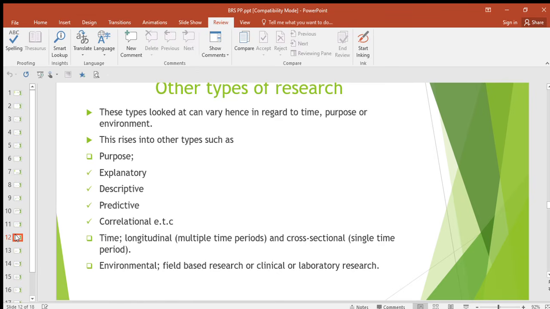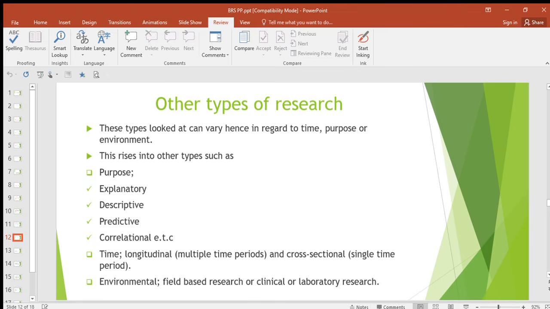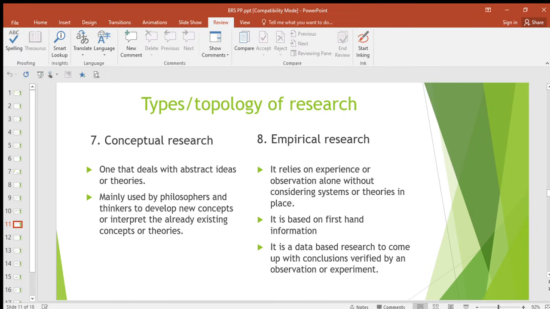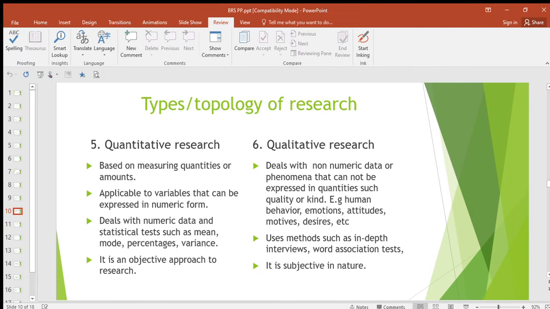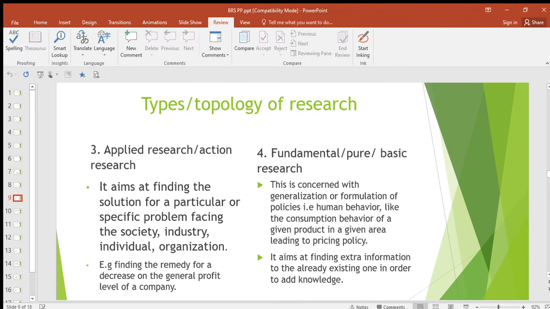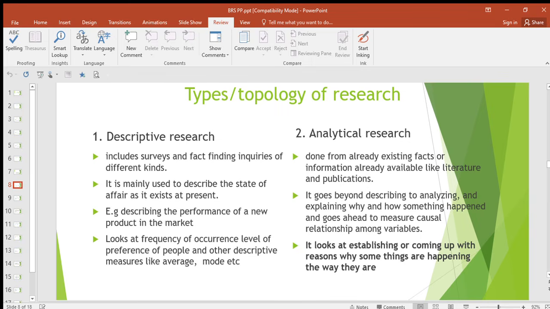Then other types of research. There are very many types of research, but those were the main eight. We had the conceptual and then empirical. We had the qualitative and quantitative research. We had applied research or action, then fundamental or pure or basic research. Then we had descriptive and analytical research.